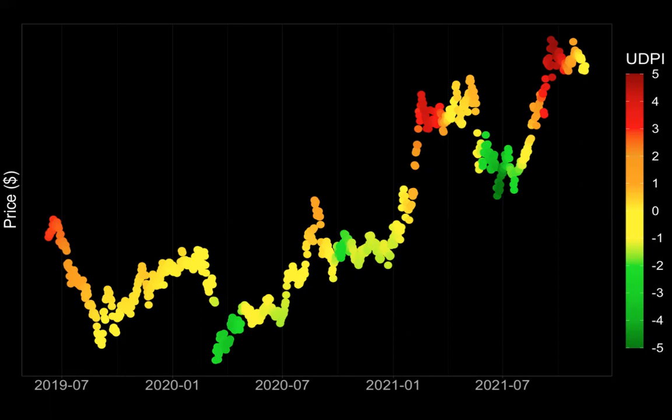So what we're looking at here is how the risk was looking each day in relation to the price action. And historically, the UDPI has been really good at identifying low risk and high risk points of time for accumulating or selling Atom. So the COVID crash back in March 2020 was extremely low risk, and that preceded a run up from $1 all the way up to $8 later in the year.